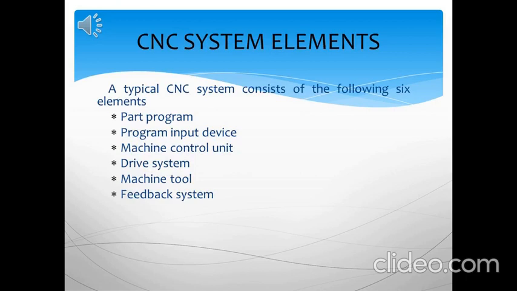CNC system elements. A typical CNC system consists of the following six elements. First one is the part program. It is the complete set of coded instructions. Second is the program input device. It's nothing but a keyboard. Machine control unit, which is used to decode CNC programs for the drive systems. In drive systems, it is used to convert electrical signals into mechanical motions. Normally, hydraulic actuators, DC motors, or stepper motors are used as drive systems in CNC machines. And the machine tools and the feedback systems. A closed loop feedback system is used.